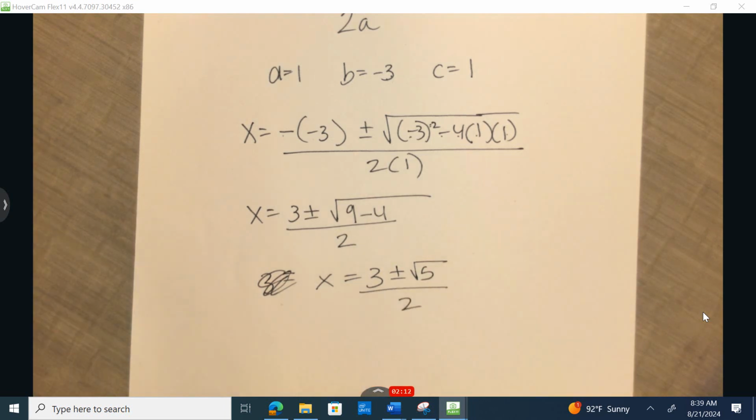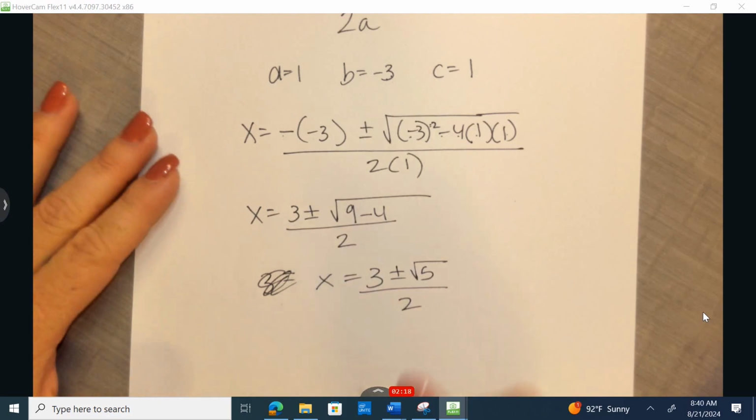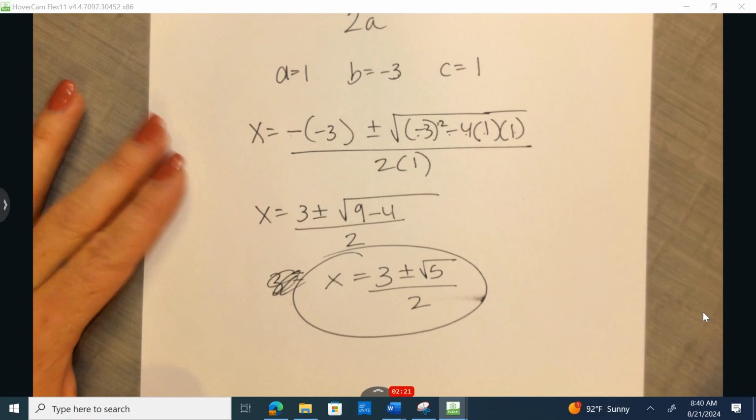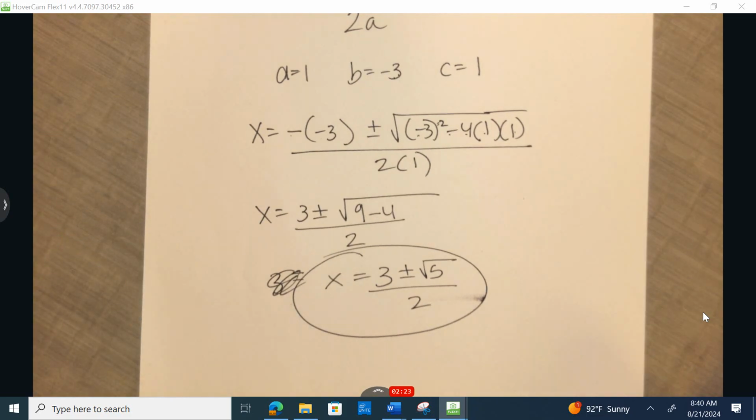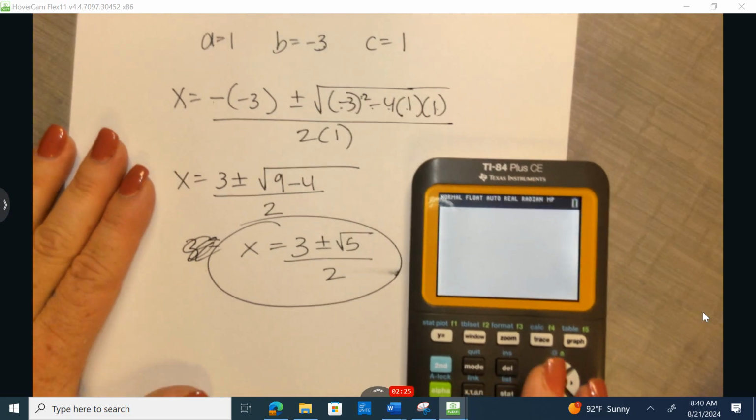Now the square root of 5 can't be broken down. We talked yesterday about simplifying square roots. Square root of 5, you cannot break it down any further. These are my two answers. And so for a lot of students, you're like, that really doesn't make a lot of sense to me. Watch this really quickly. Please just watch.